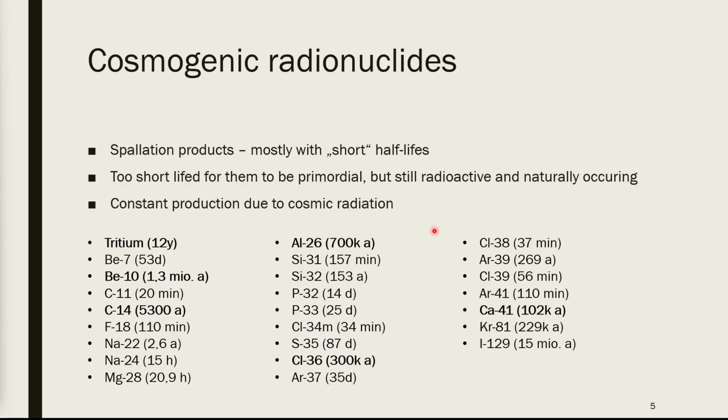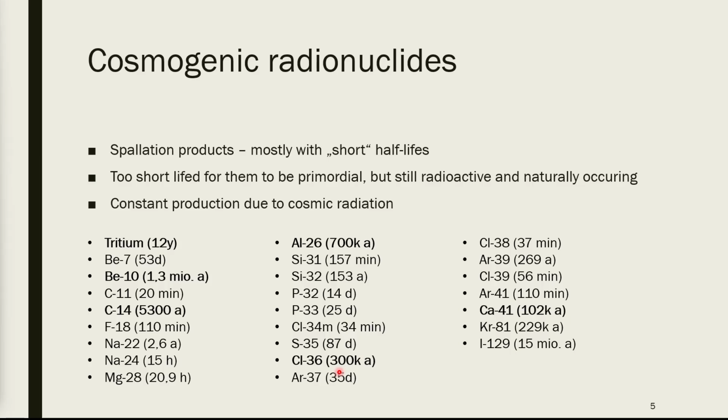There's a constant production rate due to cosmic radiation, and of course a radioactive decay, because they are radioactive. And these are the cosmogenic radionuclides. I marked in bold the very important ones, so tritium, beryllium-10, carbon-14, aluminium-26, chlorine-36 and calcium-41. And calcium-41 and aluminium-26, they are also important, but the other ones are really, really important.